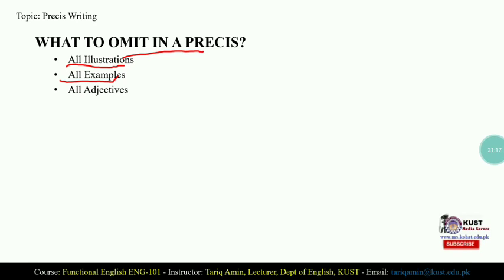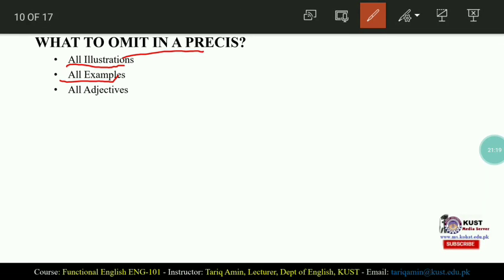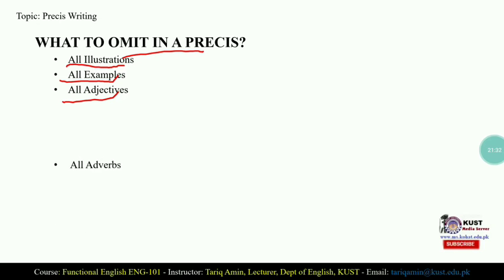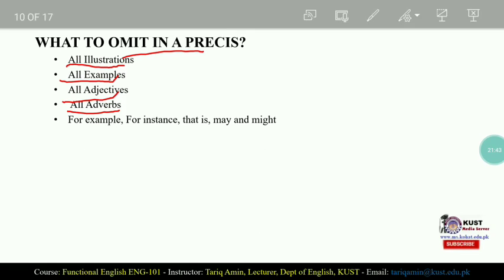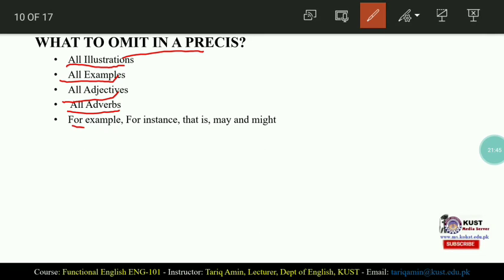And all adjectives. Adjectives are words that are used to modify or qualify a noun. They are used to add something extra to the meaning of a noun. So all adjectives should also be removed. And after that, all adverbs. Adverbs are the words that are used to modify verbs, adverbs, and adjectives. So adverbs should also be removed. These words, such as for example, for instance, that is, may, and might, etc., as well.